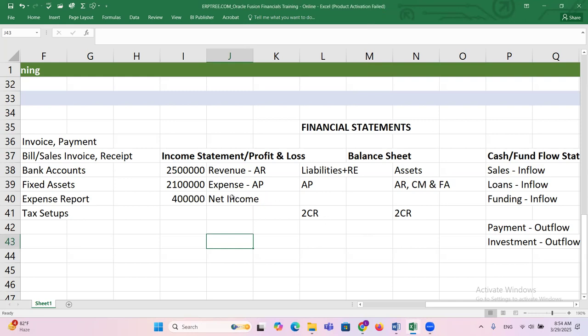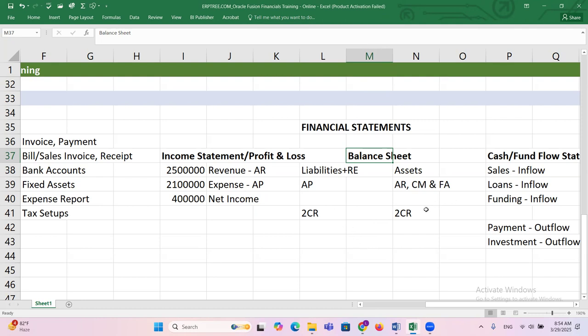So that's how it is. They're able to find out. If they want to find out, they have to get revenue and expense information from different applications. And with the balance sheet, what they're trying to understand is whether everything is getting balanced or not. Everything should get balanced. How many assets they have, how many liabilities they have.